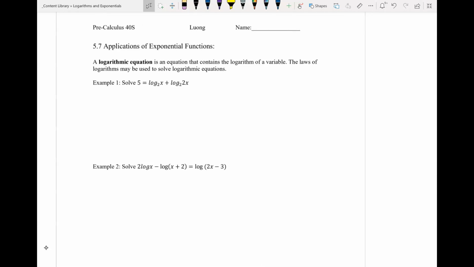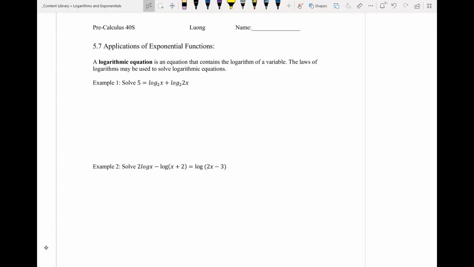Welcome to the next lesson where we are going to look at solving logarithmic equations. So this is one of the applications we're going to look at. A logarithmic equation is an equation that contains the logarithm of a variable. We're going to use the laws of logarithms to help us solve for these logarithmic equations.